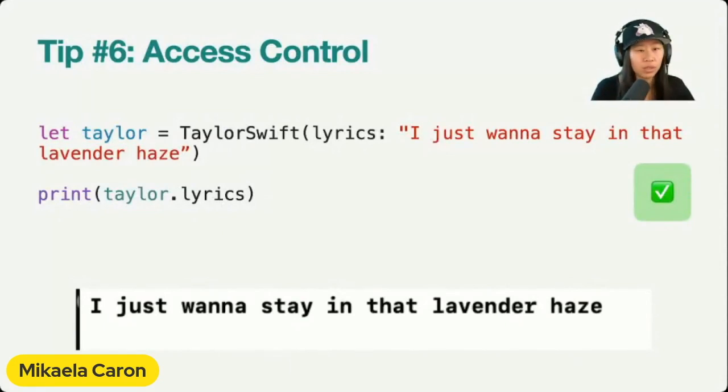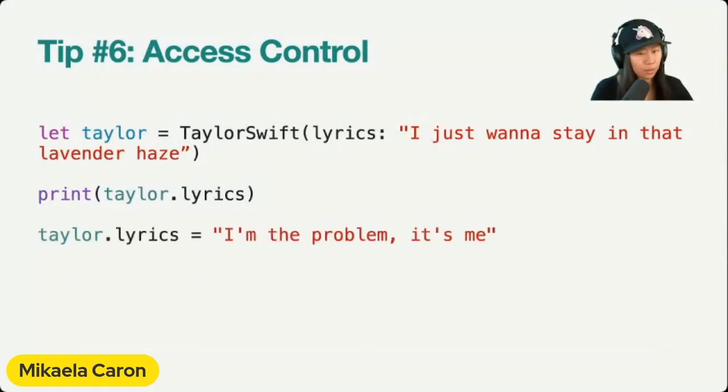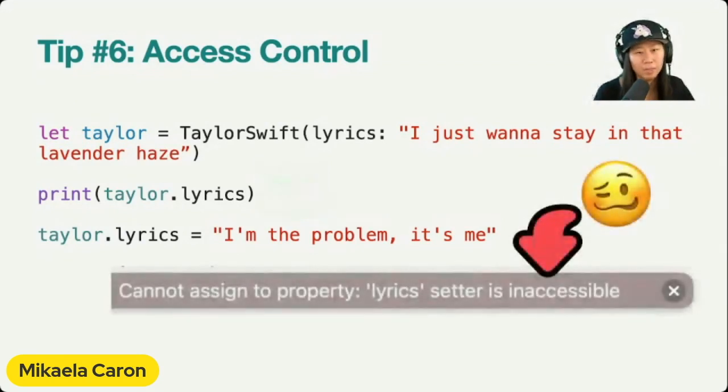But if we tried to change taylor.lyrics to "I'm the problem, it's me," we see that print taylorSwift.lyrics, that part is correct. But if we tried to do this with our private(set) variable, we would get the error, cannot assign to property lyrics, setter is inaccessible, which is the point. We can no longer change these lyrics from outside of the class.